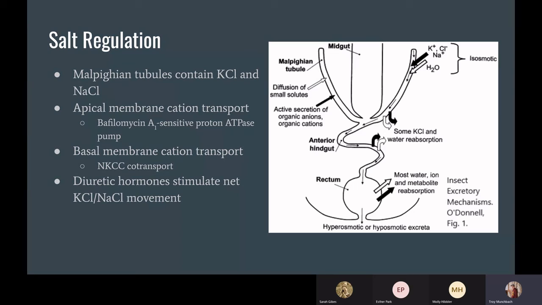There's a favorable transepithelial electrochemical gradient for chloride to enter the lumen via passive diffusion by means of either paracellular or transcellular conductance pathways. Diuretic hormones stimulate net KCl and NaCl movement into Malpighian tubule lumens and have no large effect on osmotic permeability. This remains even true when fluid secretion is elevated by 1,000-fold.